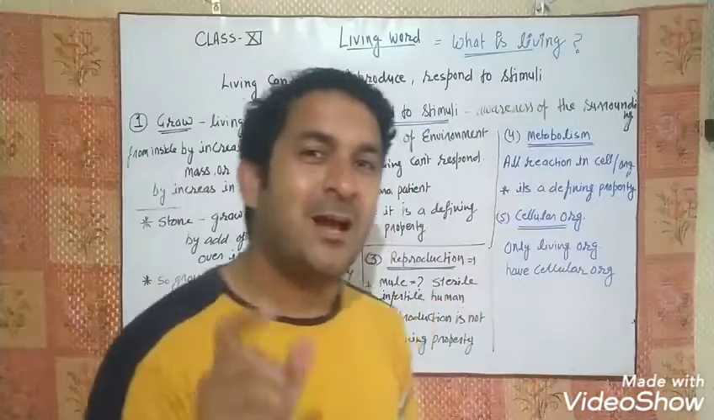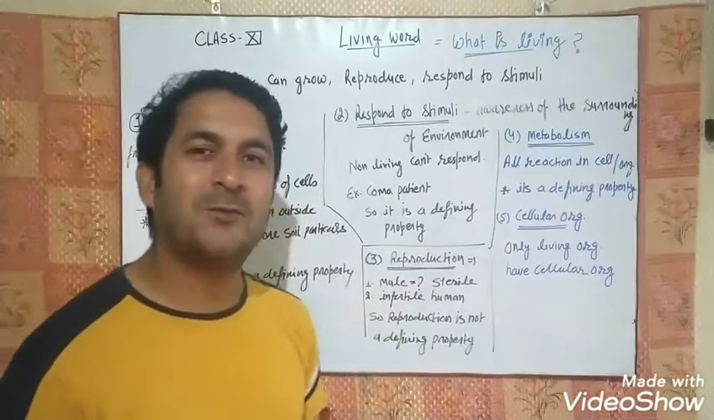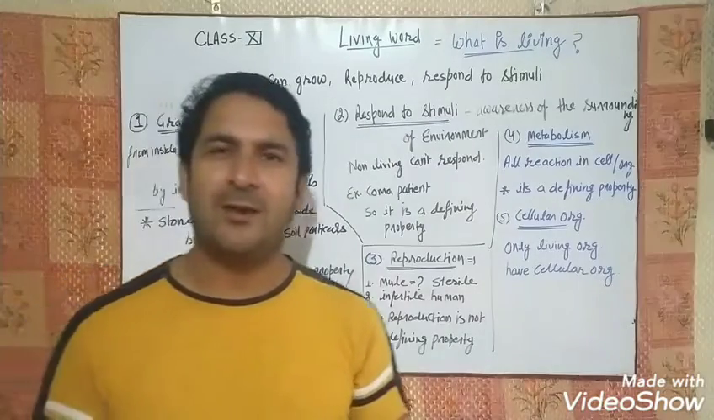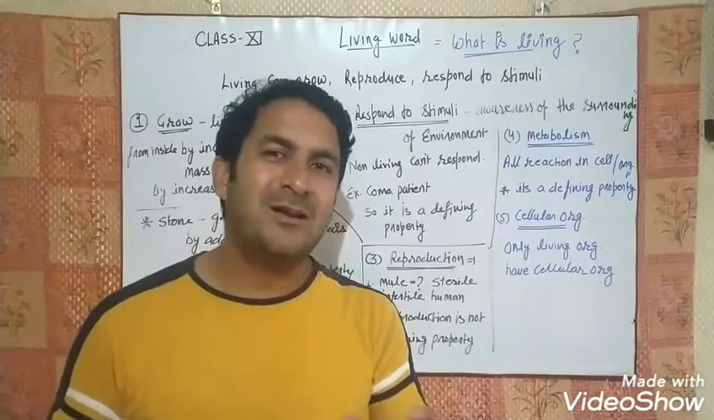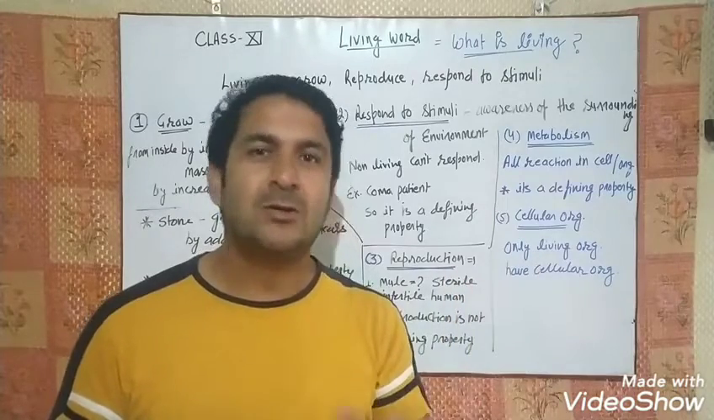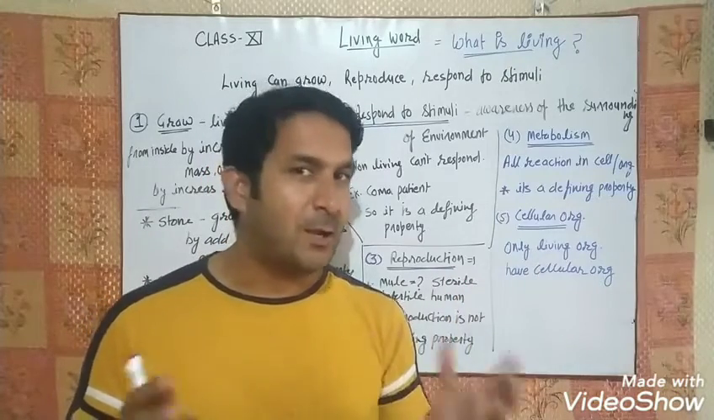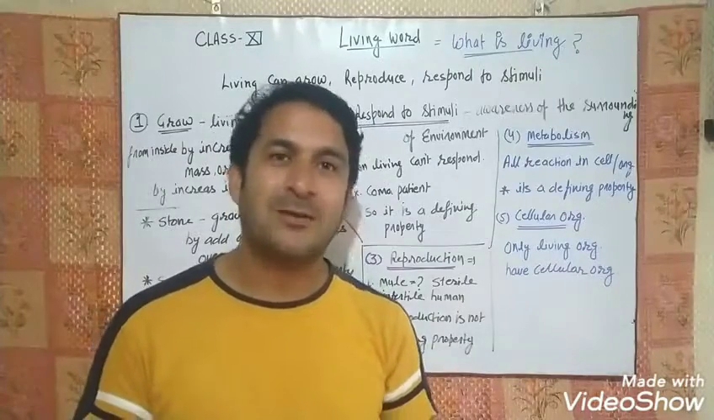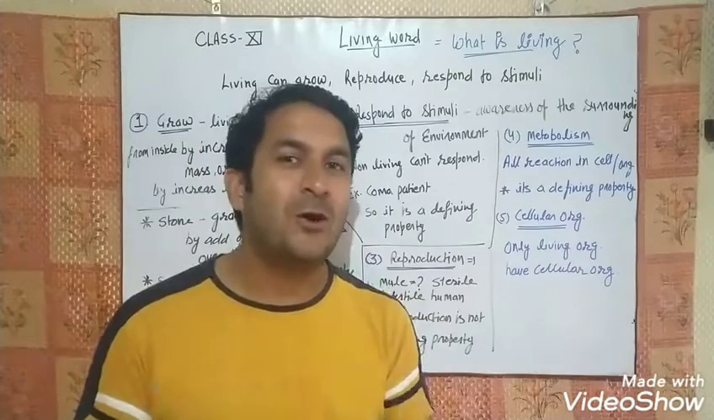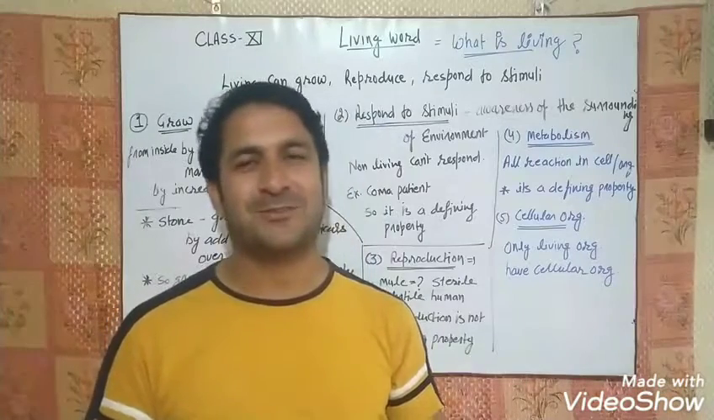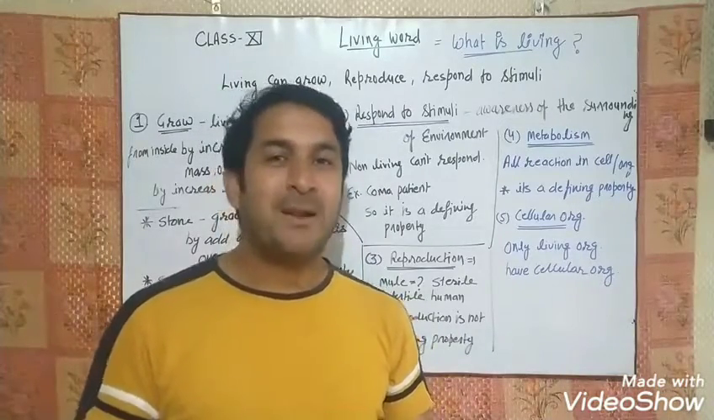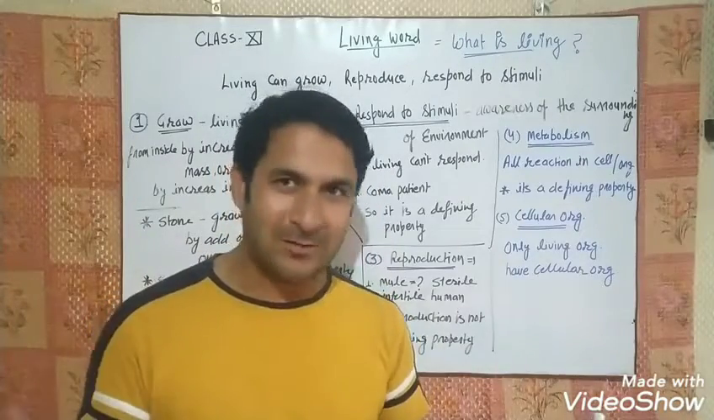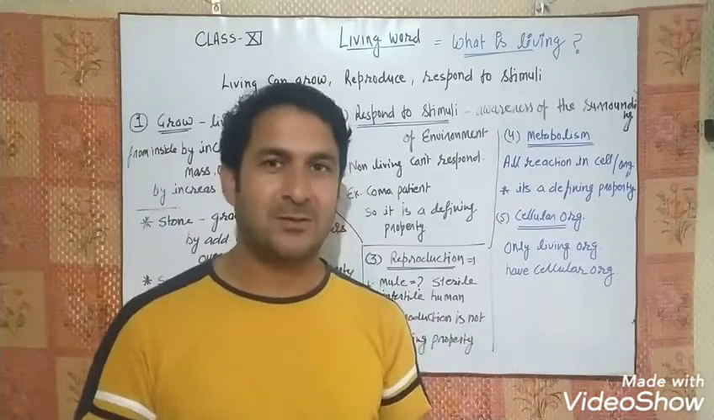Now we will take another property of the definition, that is reproduction. We all know very well that all living organisms can do reproduction, but non-living things can't. If we take the example of stone and soil particles, these will not do the reproduction process. Understood? But if we are talking about living organisms only, all living organisms can do reproduction.